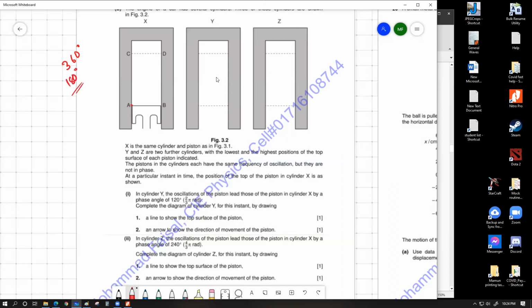Right? In its oscillation graph, when this piston moves from AB to CD, the total phase angle it covers is 180 degree. Do you understand this? Tell me, what does this information imply?